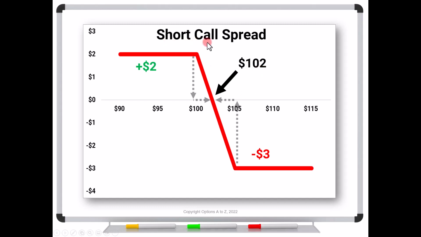It's a short call spread. Why is it short? Because it's a credit spread. What's the only way this could be a credit spread? You must have sold the more valuable call. We must be short the 100 call and long the 105.